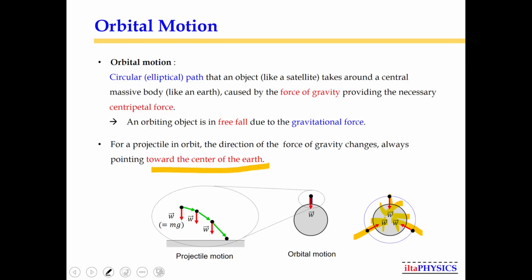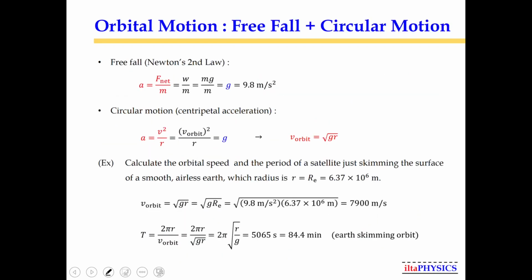All right, now let's analyze this orbital motion quantitatively using physical equations. Orbital motion can be understood from 2 points of view at the same time. On a small scale, it's a free-fall motion where the object is constantly falling toward Earth's center. And on a larger scale, the entire path forms a circular trajectory, a circular motion.